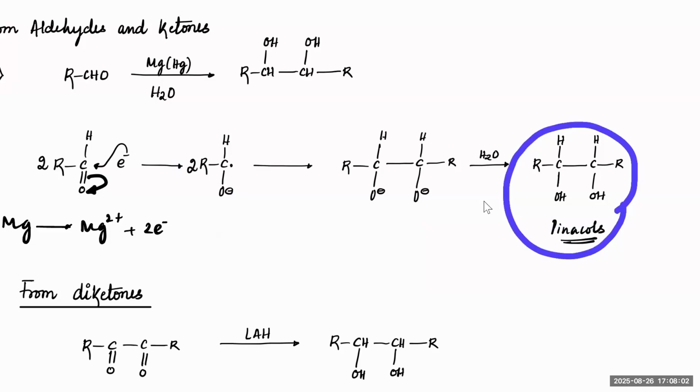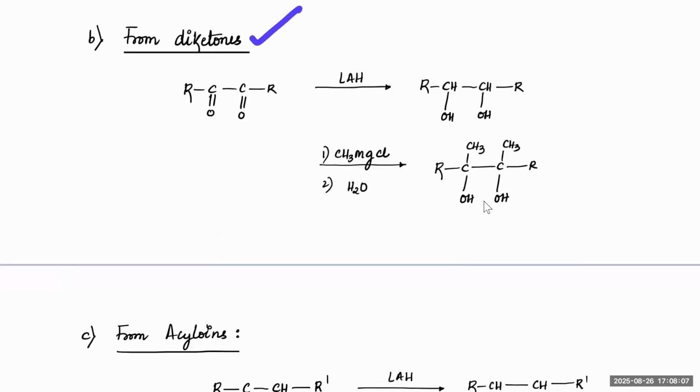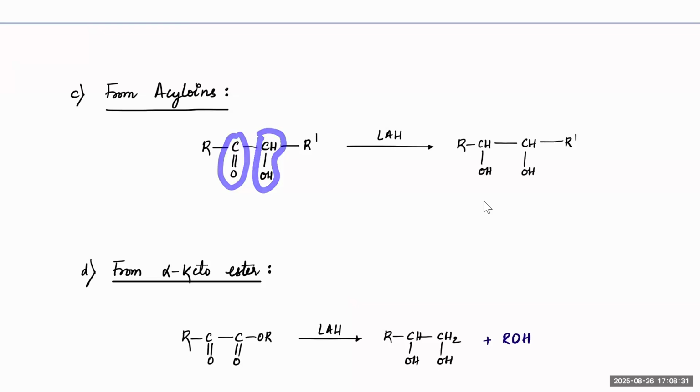And these substituted dialcohols are called pinacols. Next, if you have diketones also, you use lithium aluminum hydride, this will become alcohol and alcohol. If I use RMgX also, you'll get a tertiary alcohol in this case. If you have C double bond O, I told you this is an acyl group. So it is an acyl group, and then you have an alcohol adjacent to it. This is called acyloins. So acyloins also on reaction with lithium aluminum hydride or NaBH4, this double bond O will convert into an alcohol form.